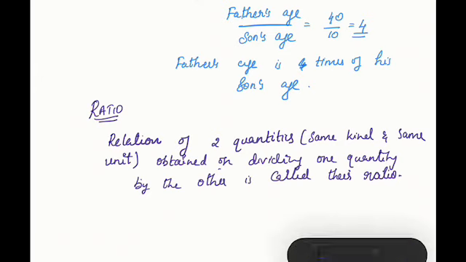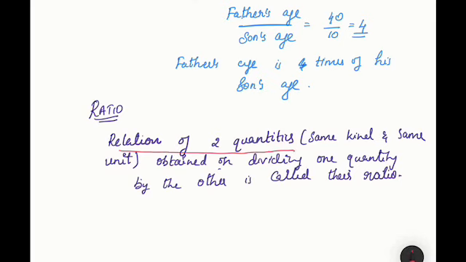Relation of two quantities, same kind and same unit. So if we are comparing the height of two people, both should be height. We cannot compare height of a person with weight of a person. Then the unit changes, right? Height can be in centimeter or meter. Weight will be in kg. So how can we compare them? So if you are comparing height of two people, both the heights should be compared, or both of their weights should be compared. That's how we do. Obtained on dividing one quantity by the other is called as ratio.